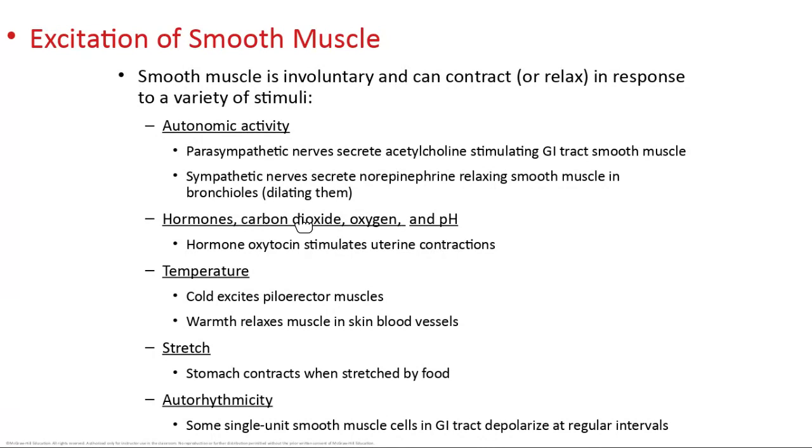Other factors that can stimulate smooth muscle cell contraction would be carbon dioxide, oxygen, different pH levels, temperature, degree of stretch. Okay, I'm not going to ask too many details about this. All right, just have an idea. Yeah, we can have these different factors affect smooth muscle contraction.